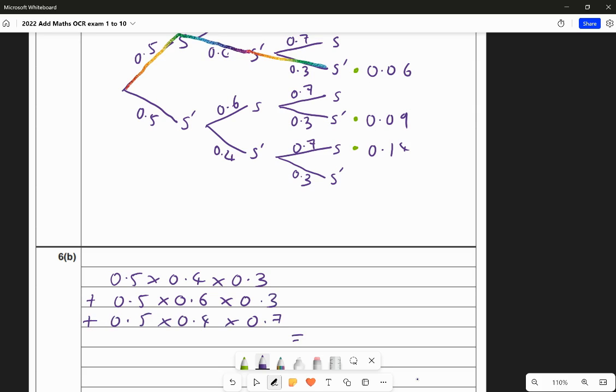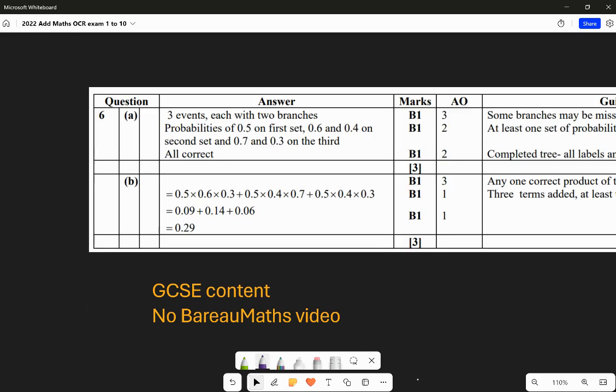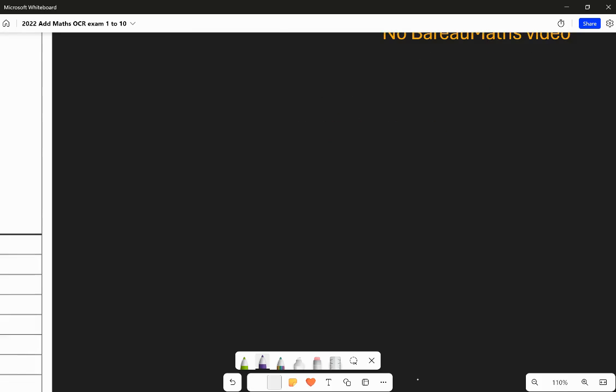And that equals a sum of 0.29. So 29% chance that happens. Okay, so look at the mark scheme. There we go. Not much to talk about there. So no Barrow Maths video for that.